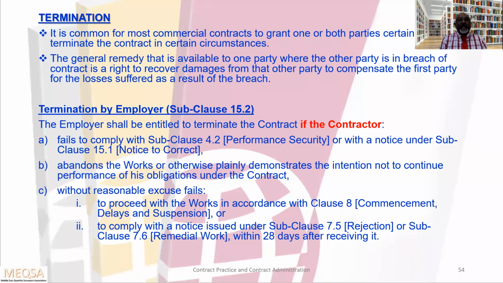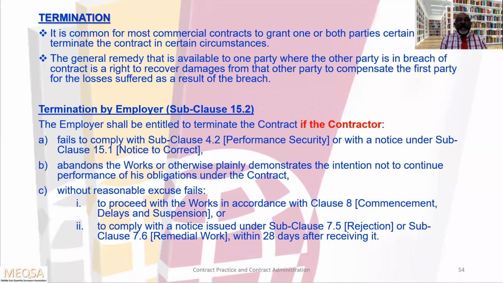You can see here termination by the employer means default of contractor. There are a few grounds. The employer shall be entitled to terminate the contract if the contractor fails to comply with subclause 4.2, performance security, or with the notice under subclause 15.1, notice to correct. Abandon the work or otherwise plainly demonstrate the intention not to continue performance of his obligations under the contract. This is the second ground.